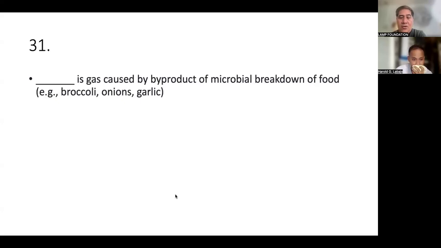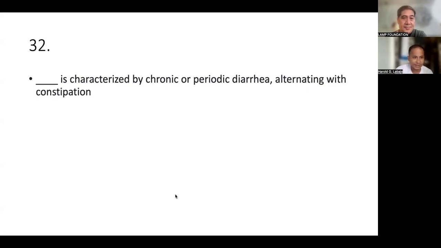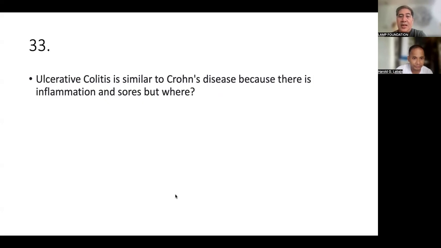Blank is gas caused by byproduct of microbial breakdown of food. For example, when you eat broccoli, onions, garlic. Flatulence. Blank is characterized by chronic or periodic diarrhea alternating with constipation. Irritable bowel syndrome. Ulcerative colitis is similar to Crohn's disease because there is inflammation and sores, but where? In the lining of the large intestine or colon instead of the small intestine.